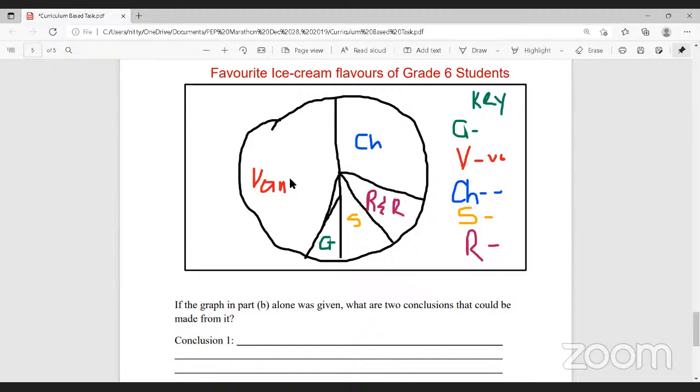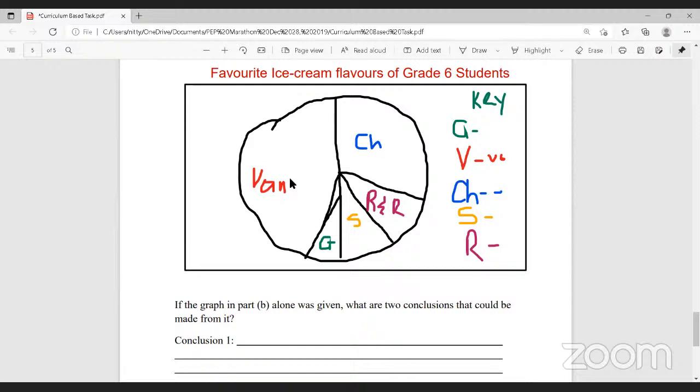Grape nut is the least favorite of all. Very good. Nia says the most popular flavor of ice cream is vanilla. The same number of students like strawberry and rum and raisin. Very good, Nia. All right. Anissa says less students prefer grape nut than any other flavors. Very good. Grape nut is the least favorite of all ice cream.